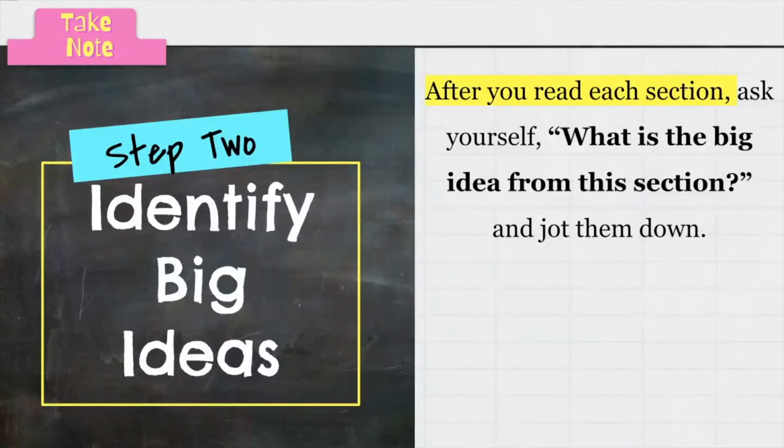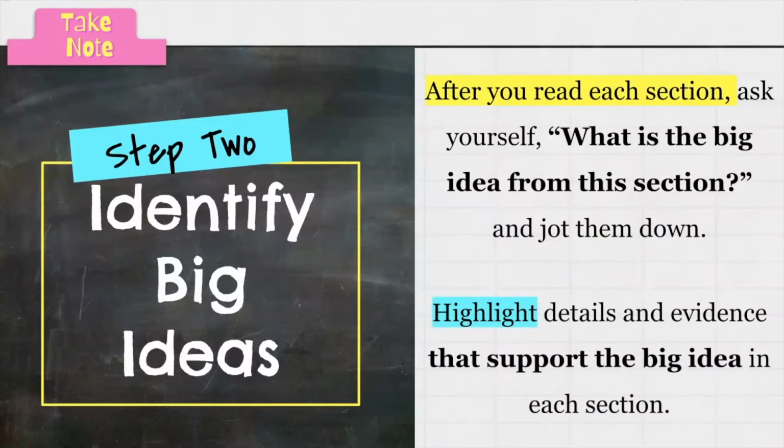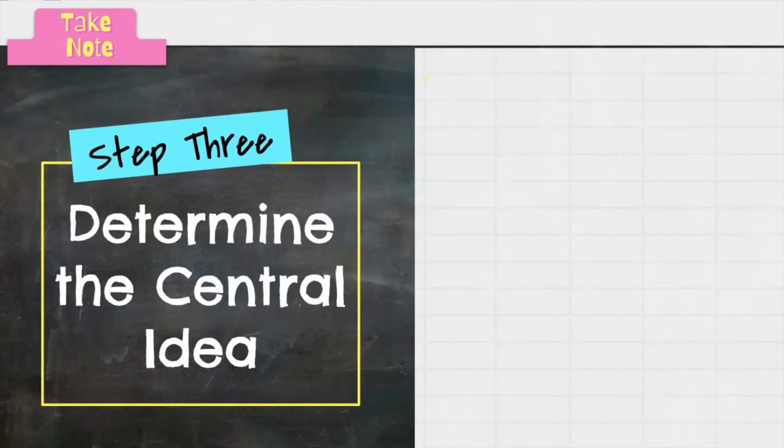Now, if your article is not split into sections, it might be split into beginning, middle, end, or by paragraphs. So whatever it is, you want to break it into sections yourself if you have to, and ask yourself, what is the big idea from this section? You'll highlight details and evidence that support the big idea in each section.